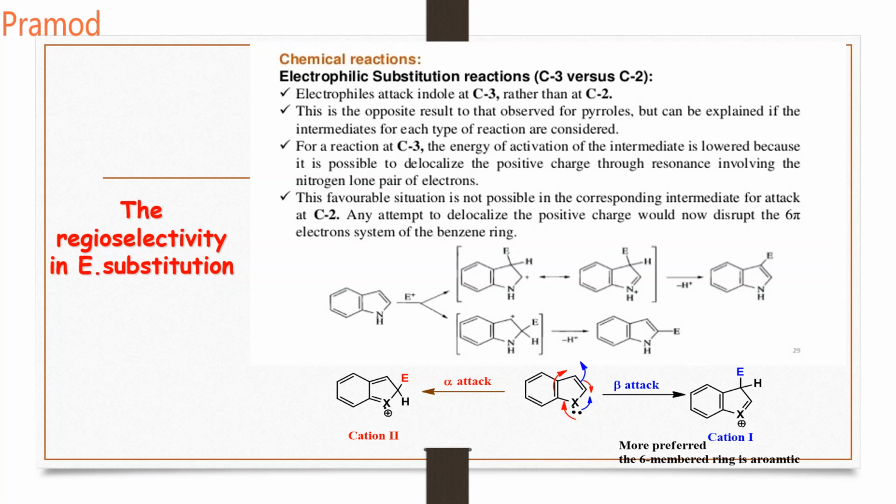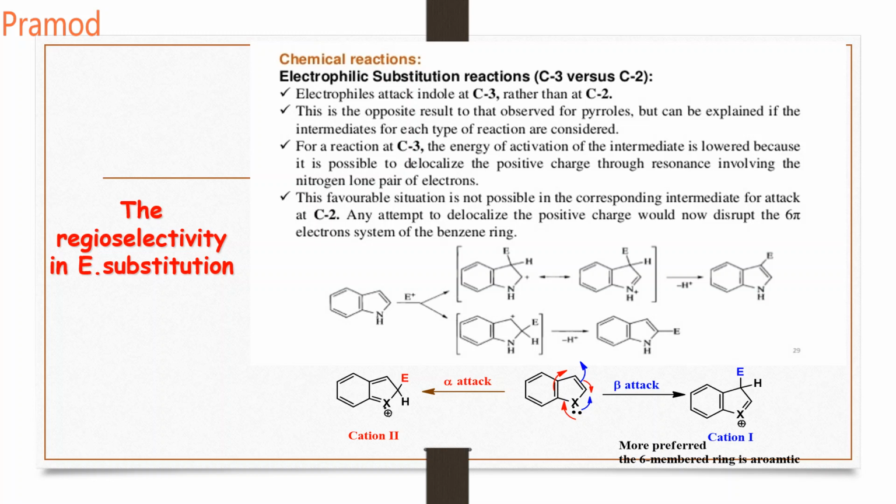energy of activation of the intermediate is lower because it is possible to delocalize the positive charge through resonance involving the nitrogen pair of electrons. This favorable situation is not possible in the corresponding intermediate from attack at C2. Why? It would disrupt the pi electrons in your benzene.